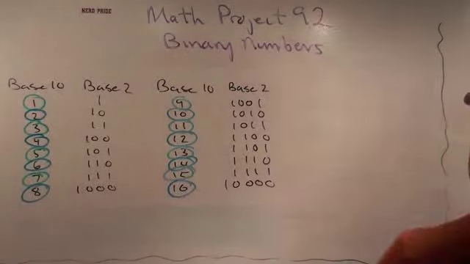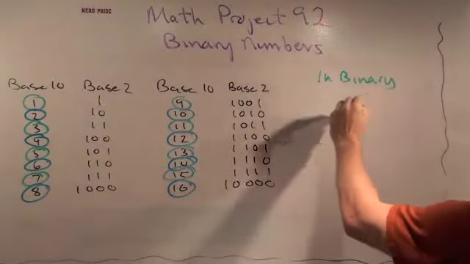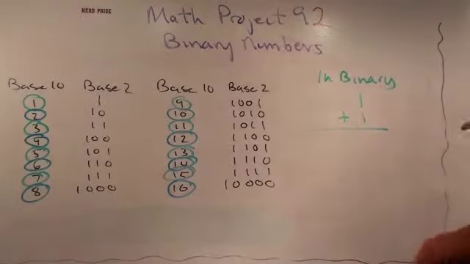So in binary, what does 1 plus 1 equal? Well, in base 10 it's 2, and in binary it's 1, 0. It's funny because it always says 1 plus 1 equals 10. That's why I made sure I wrote down that we were doing it in binary.